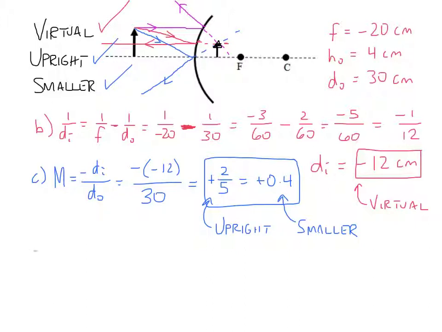And for part D, the height of the image is equal to the magnification times the height of the object, which is 0.4 times the height of the object, given as 4 centimeters. So 0.4 times 4 is 1.6 centimeters tall.